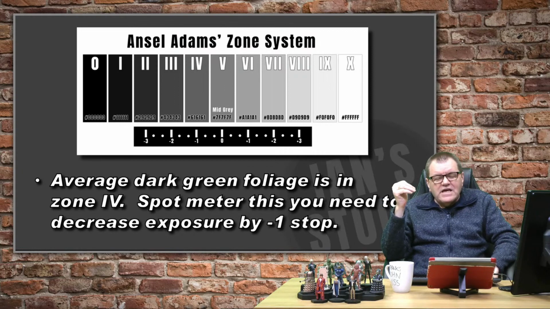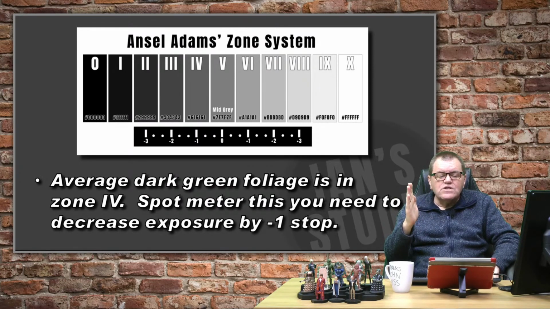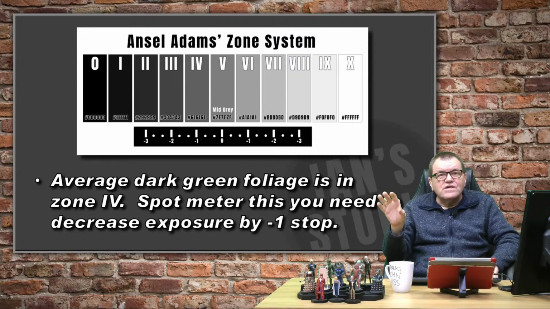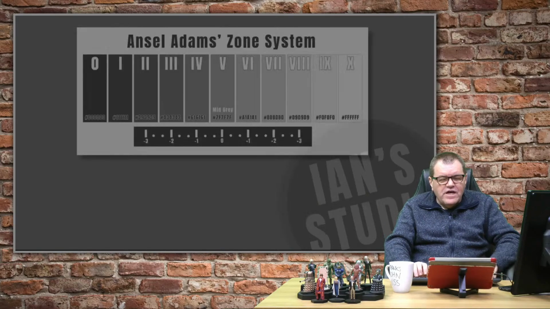So if we set that at 0 there, we're not going to get that in the correct place. We are going to end up with that dark green foliage being overexposed. So what do we need to do? We need to set an exposure where the marker equates to zone 4, which is -1 on the scale. Instead of putting it at 0, we put it at -1. That correctly exposes for the green foliage. It gives it the right rendition, and everything else in the scene will follow on there.